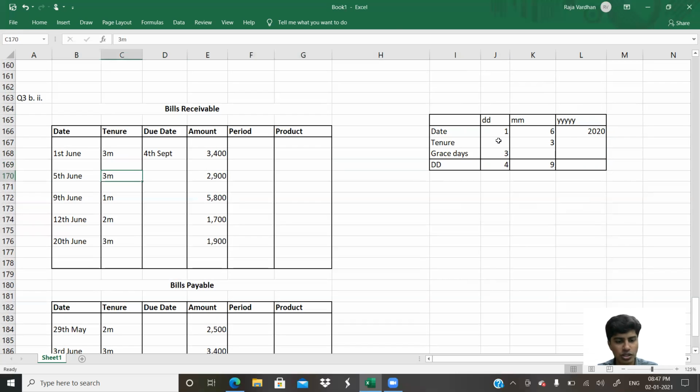Next, 5th of June, say 3 months is there. Let us change the date. It becomes 5th of June, 5, 6. What is the tenure? 3 months. Grace days, 3 days. So 5 plus 3 becomes 8. 6 plus 3 is 9. 2020 remains the same. 8th of September. You get that? Next, 9th of June, say 1 month. Tenure is 1 month. Grace days 3. So 9 plus 3, 12. 6 plus 1, 7. So 12th of July.